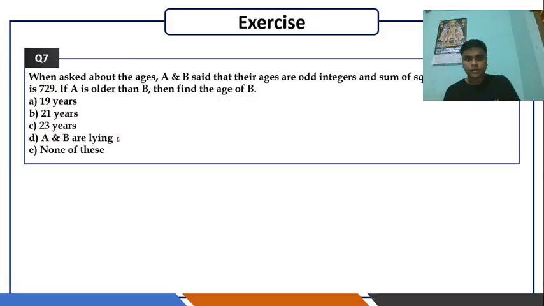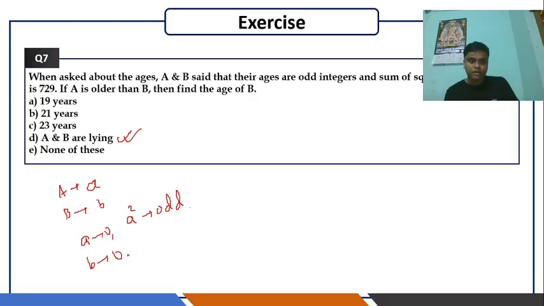Okay, option D is right. And this is a super easy problem. The problem says that when asked about the ages, A and B said that their ages are odd integers. So A's age is, let's say, A, and B's age is, let's say, B. A and B both are odd numbers. So A square has to be an odd number. If A is odd, A square has to be an odd number. Yes or no? If B is odd, B square has to be an odd number.